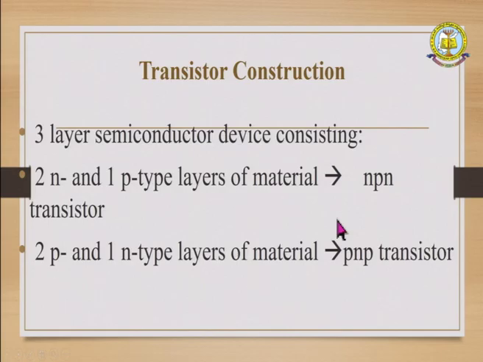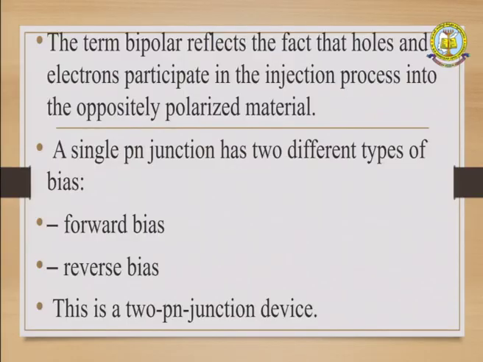Depending on the transistor, you are using BJT, FET, MOSFET, JFET and SCR. Here, first we discuss the BJT. BJT means bipolar junction transistor: B is bipolar, J is junction, T is transistor. Holes and electrons participate in the injection process across the oppositely polarized material.